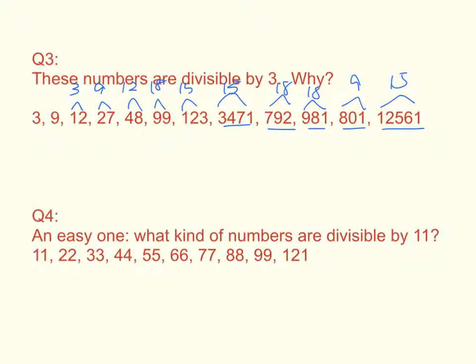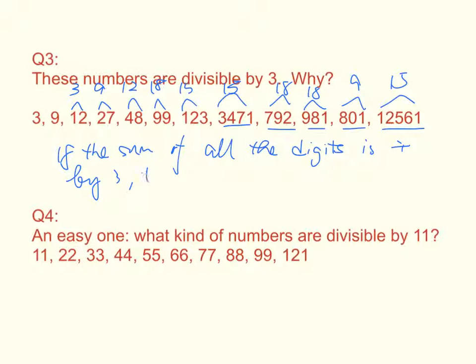So the divisibility rule for 3 is that if the sum, meaning you add it together, the sum of all the digits is divisible by 3, then the number is divisible by 3. Doesn't matter how big the number is. You just add all the digits together. If the sum can be divided by 3, you are there.